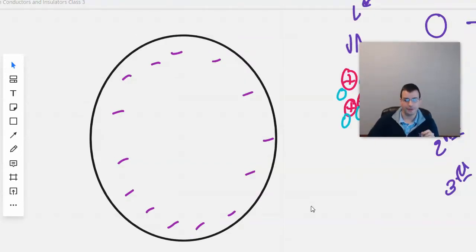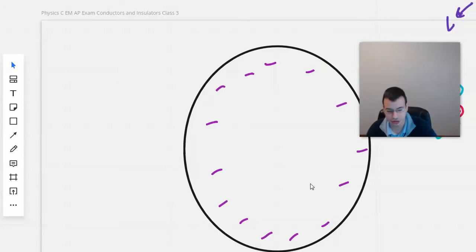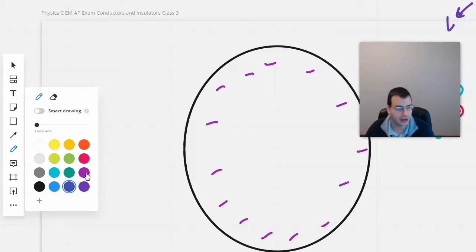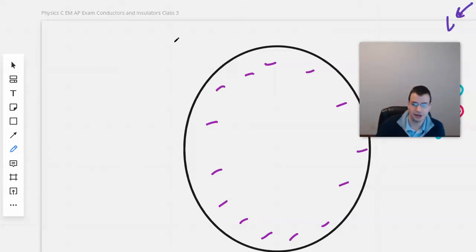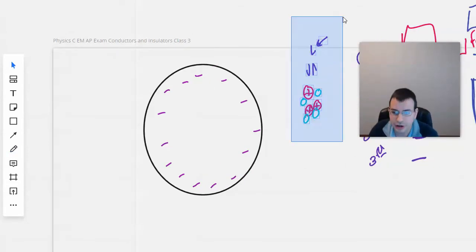Another implication of this is that the electric field inside a conductor is always 0. So let's look at this as an example here. So we have all these charges, and we have, let's say, an electric field.